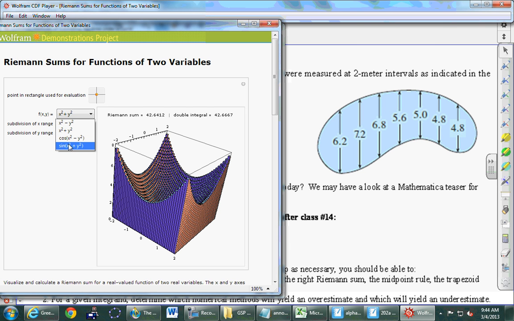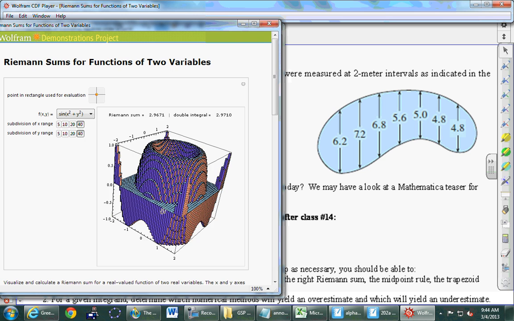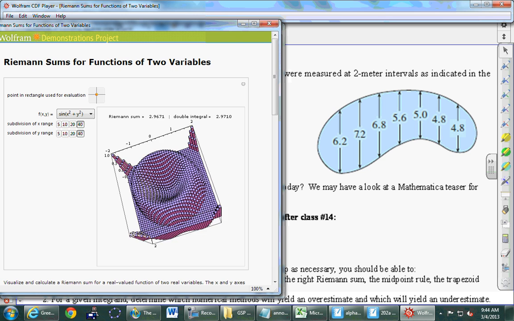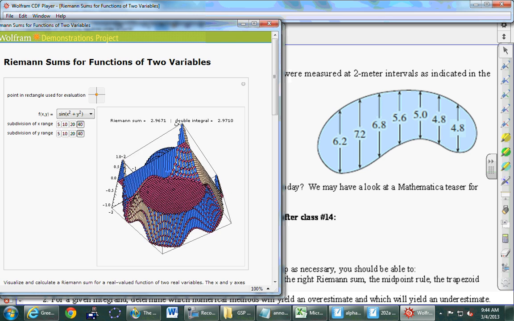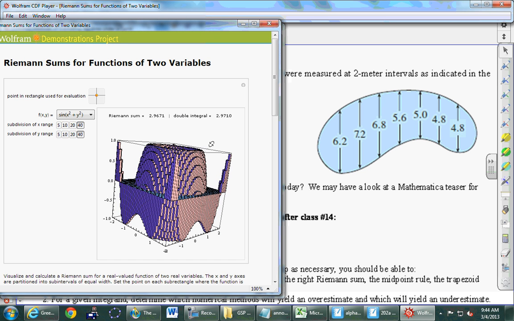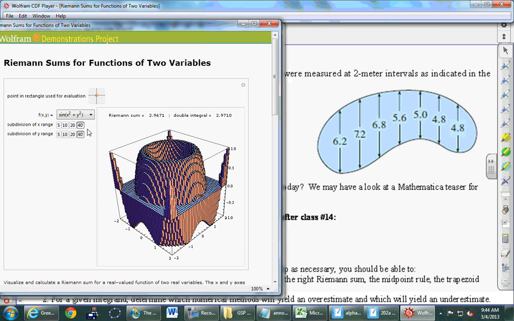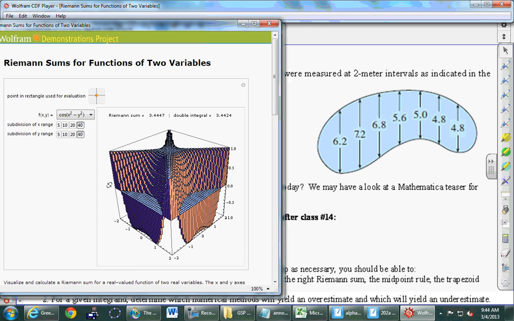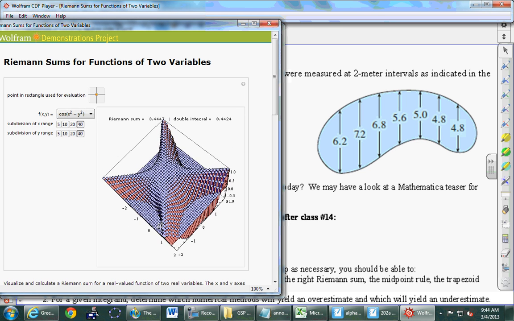Sine of x squared plus y squared. There it is. Let's see, 2.971, 2.967, so not too far apart. We can look at cosine of x squared minus y squared. There.